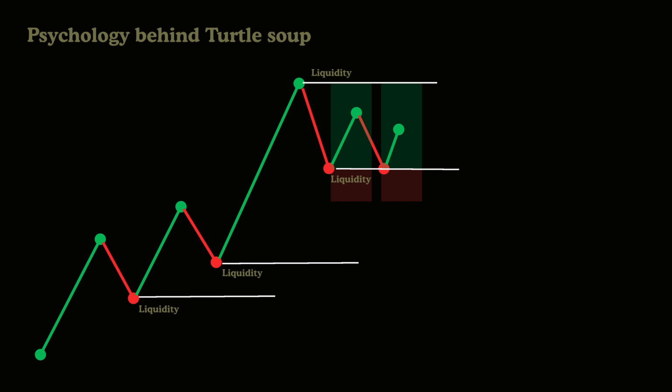Once price gathers enough of that liquidity, it has the energy to propel upward again. If it doesn't, the market will keep sliding lower, stacking even more liquidity zones for the future. By collecting sell-side liquidity, the market fuels a potential bullish continuation. That's what gives the turtle soup strategy its edge. It leverages liquidity pockets for reliable continuation setups.